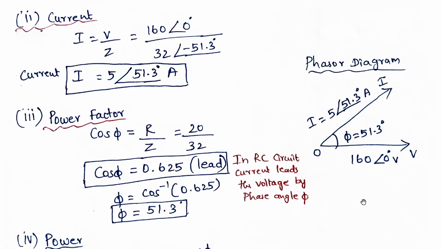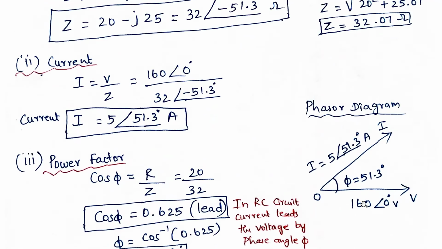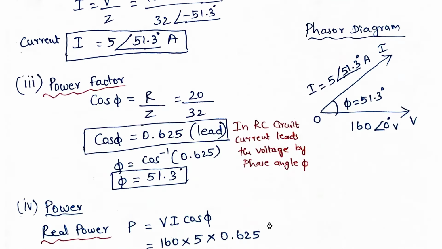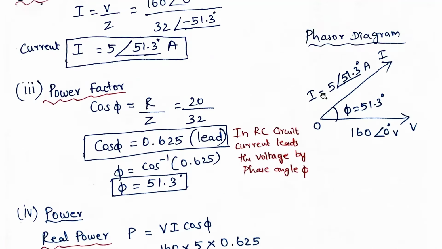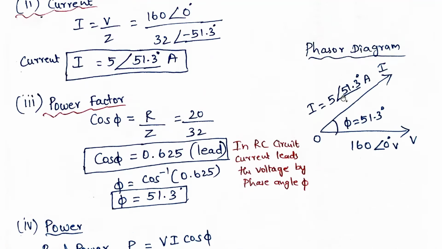So it is a very simple problem, and you can easily score. Up to here I think you might have studied, but the phasor diagram is very simple. The angle between voltage and current is what we calculated as 51.3, and the current is 5 at the angle of 51.3 degrees. That also you can verify, because with respect to voltage, the current angle is 51.3. So that is the 51.3 that we got.